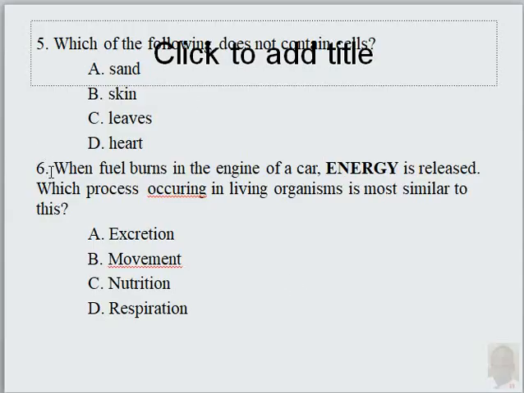So let's look at number 6. When fuel burns in the engine of a car, energy is released. Which process occurring in living organisms is most similar to this? It wouldn't be excretion because we know excretion is the removal of metabolic waste. It wouldn't be movement, which is moving from one location to the next. Nutrition is the consumption of food. But respiration, which we said initially was the release of energy, right? Use of oxygen to release energy in the mitochondria. So respiration would be the answer.